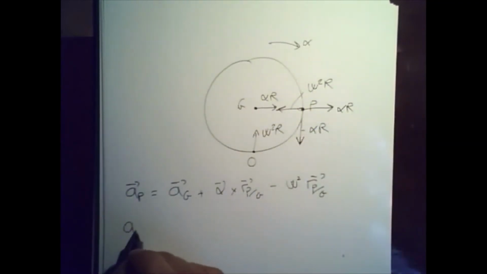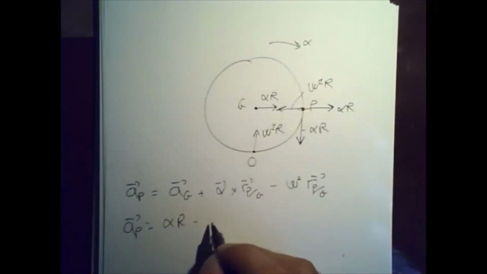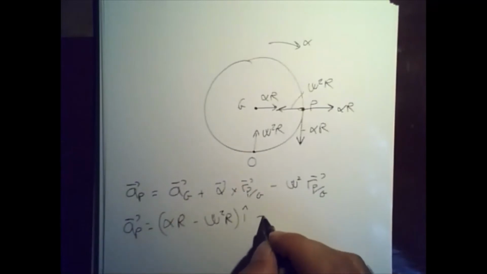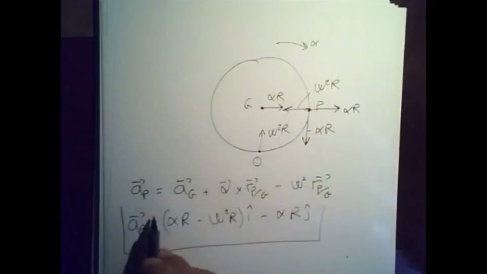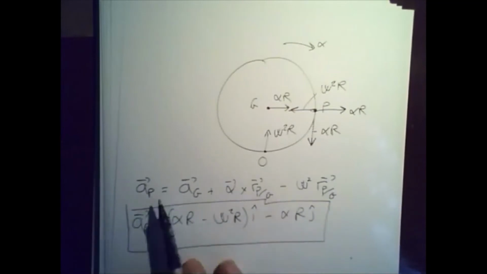So the acceleration of point P is going to be equal to alpha R minus omega square R in the I direction, minus alpha R in the J direction. So, in a very basic approach, you can directly find the acceleration of any point on a rigid body simply by using these equations.